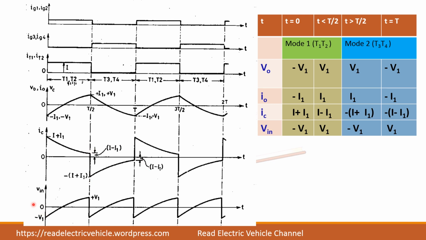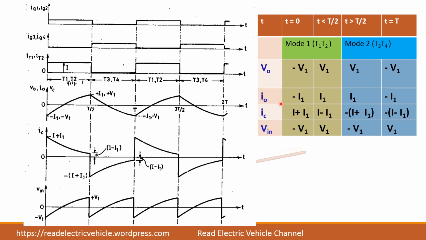Then if you see Vn, the input voltage, it is minus V1 initially, then it goes to plus V1. After T3 and T4 are on, it will go to minus V1 again. So this is before T by 2 and this is just after T by 2. So you can draw the waveforms.